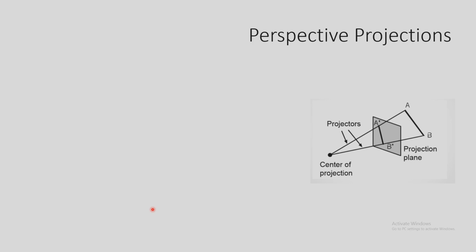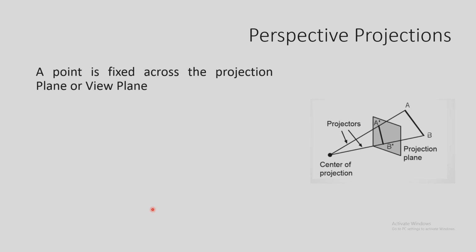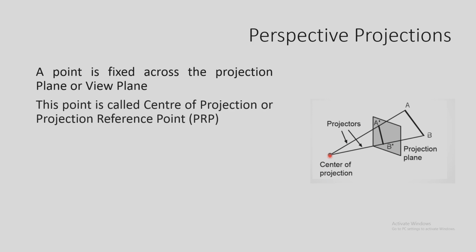In drawing an image through this pattern, a point is fixed which is across the projection plane. Means if this is the object to be depicted and this is the view plane, also called projection plane, the plane where your image is to be drawn, image of this object is to be drawn. So across this plane you have a fixed point, and this point is called projection reference point or center of projection. We will in short call it PRP.